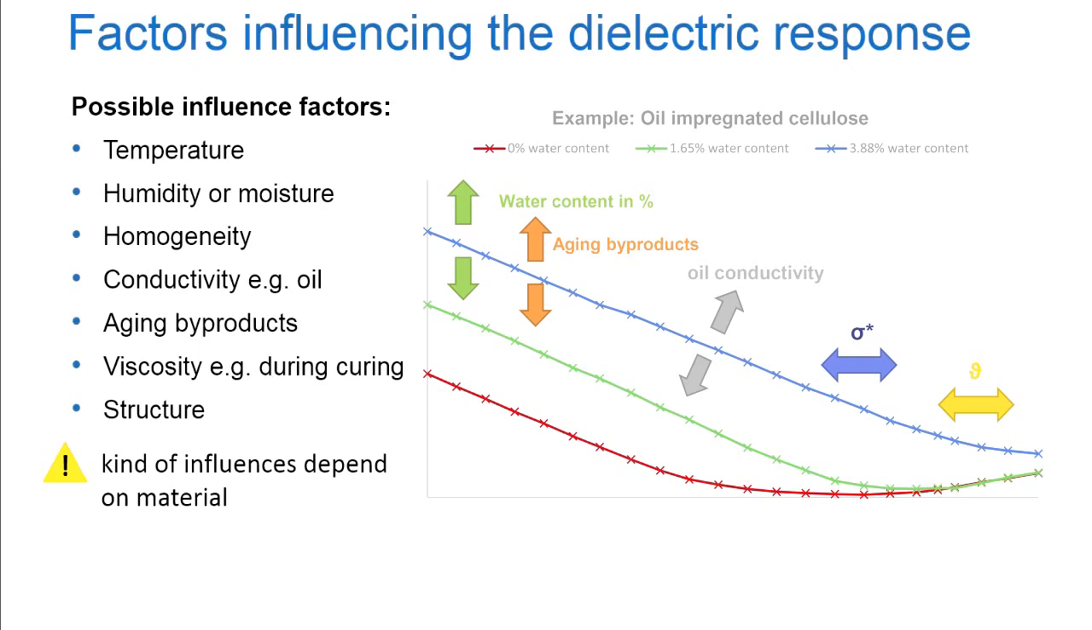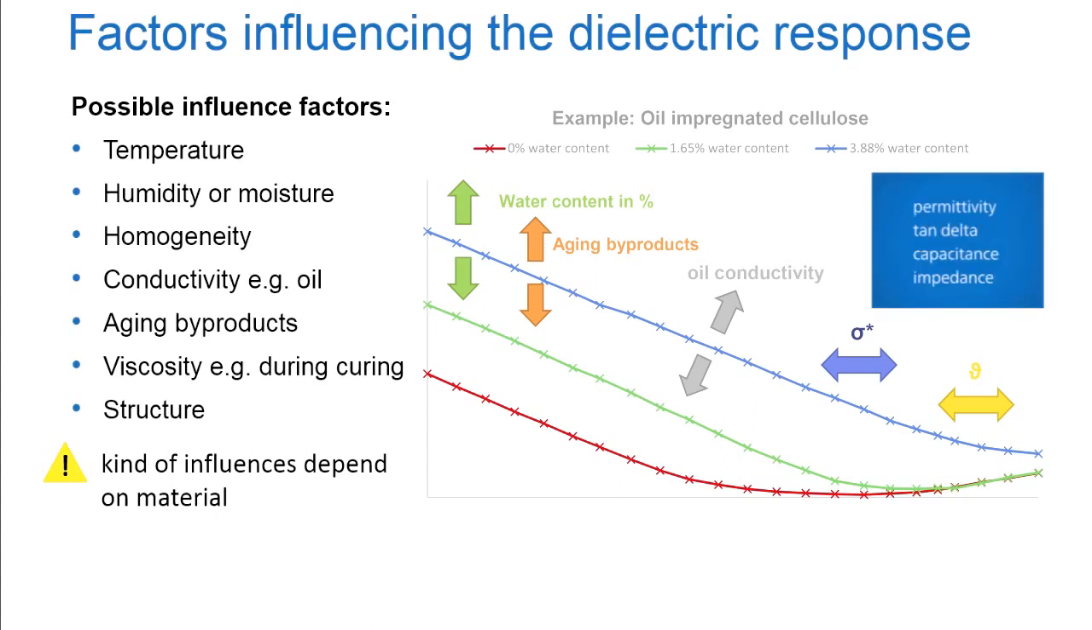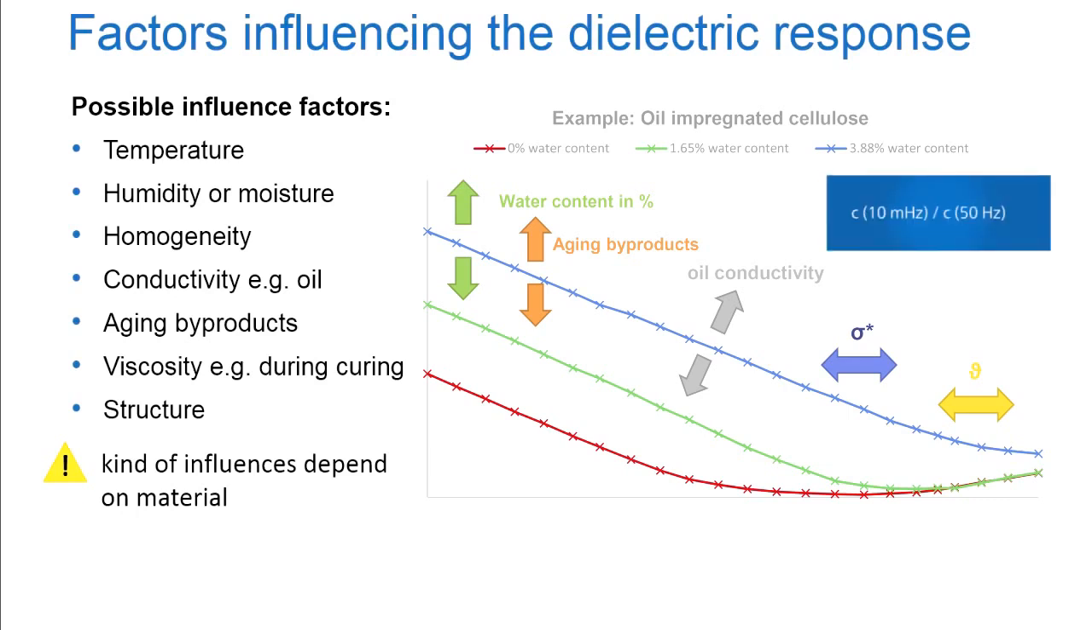Thus, we recommend using the capacitance ratio of two frequency points, for example at 10 mHz and 50 Hz, in addition to the analysis of the curve and the result parameters, like permittivity, tangent delta, capacitance or impedance itself. This ratio is independent of material and dimension.